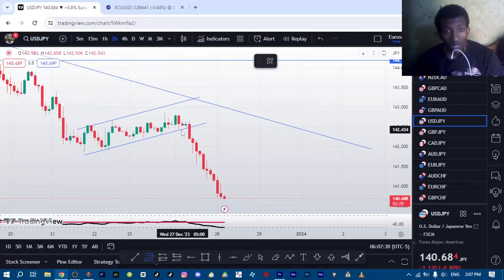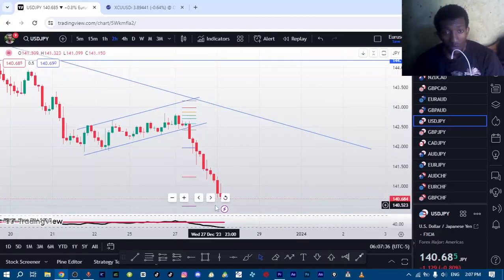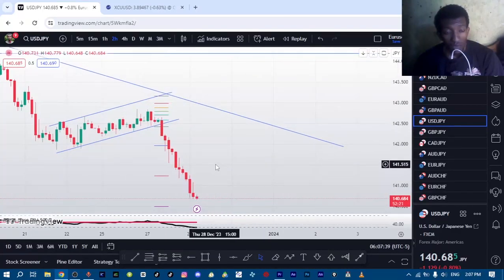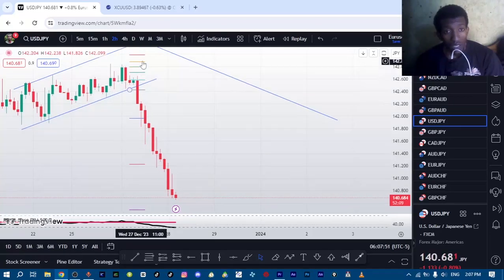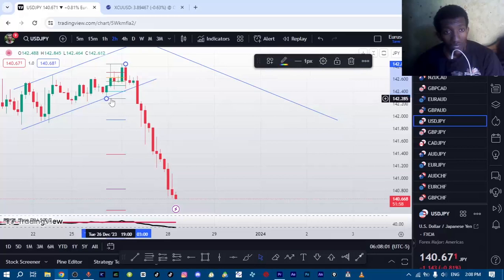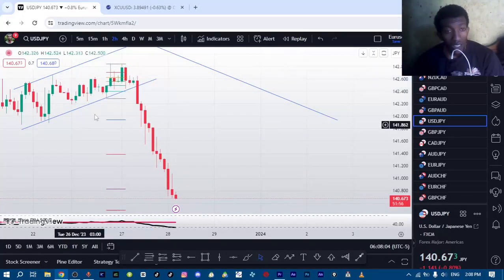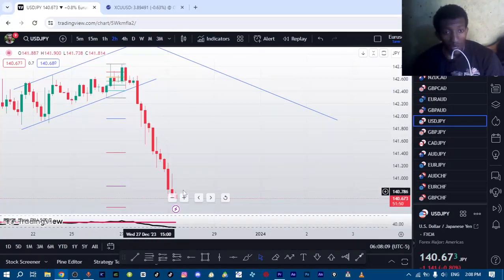You can use your fib from here to here. TP1, TP2, now going to TP3 right there. But to measure it accurately, what you have to do is go from the high to the low. From this high to this low, you measure just like this one. So TP1, TP2, TP3 hit in this case.